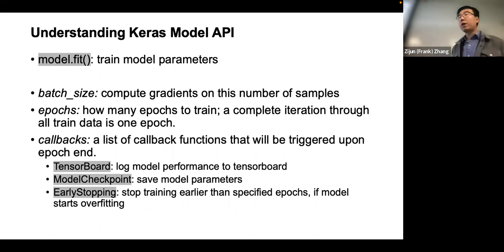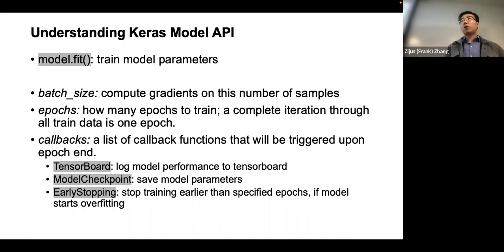Here you also need to pass a few arguments. Batch size controls how many samples the model will see at each step. Samples, data points, or feature-label pairs all refer to the same thing. So it's a mini-batch of labeled data points. And epochs is how many epochs to train your model. The definition of an epoch is that when you iterate through your entire training data in batches of your batch size, this is called one epoch.